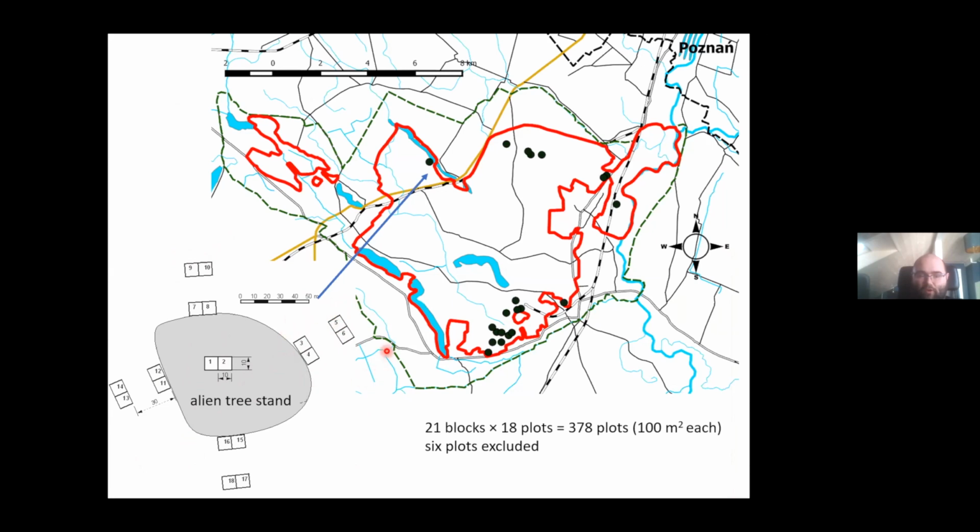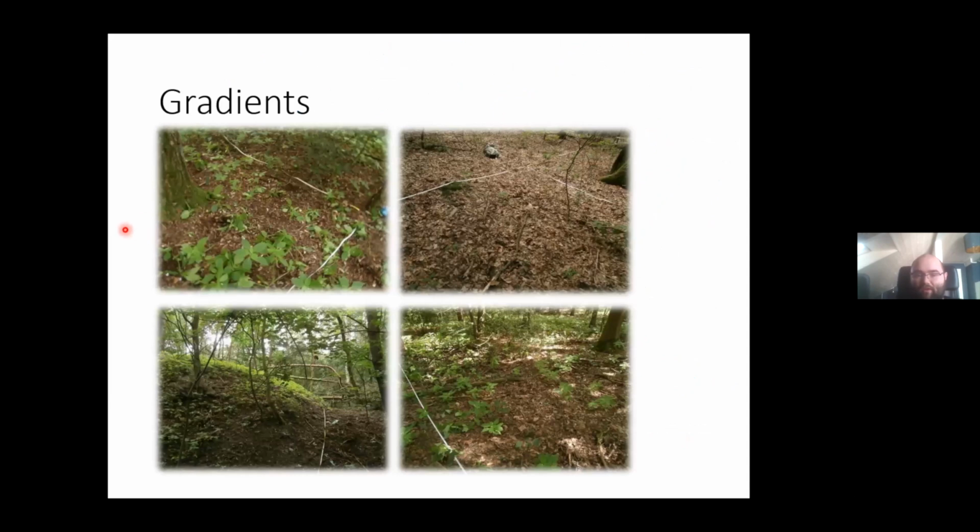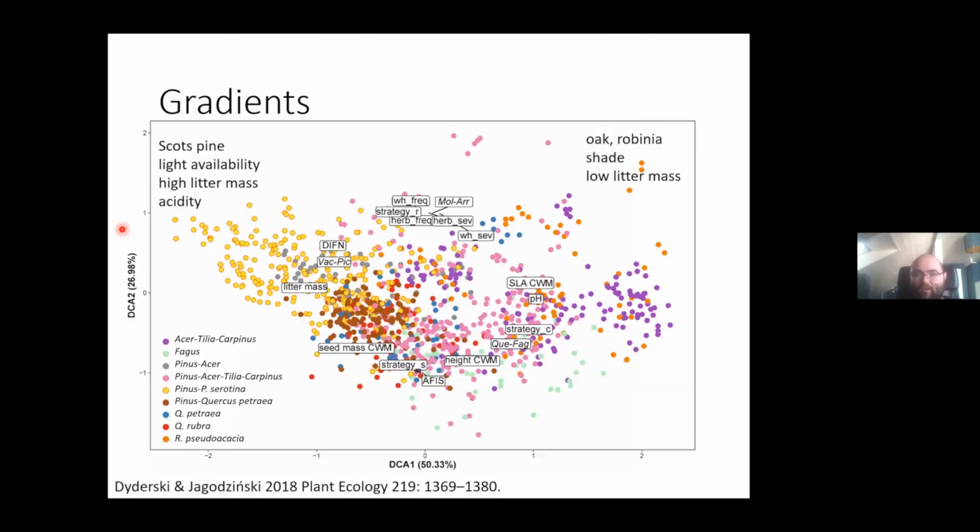And these 4 pairs were replicated in the north, south, east, and west, giving us the gradient of distance from the propagule source and the diversity of different forest types. In total, we had 378 study plots of 100 square meters. These plots represented various types of forest and the whole gradient of soil fertility and light availability.